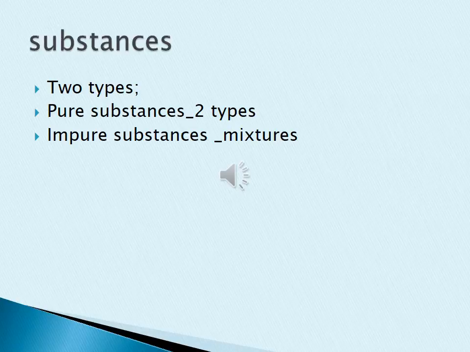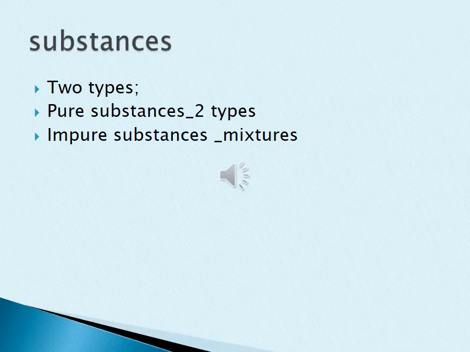Now we will study about differences between elements, compounds and mixtures. Now children, it is not in the slide. You take the book, page number 26. Elements, compounds, mixtures. What are the differences here? Only 2 or 3 differences are given here.